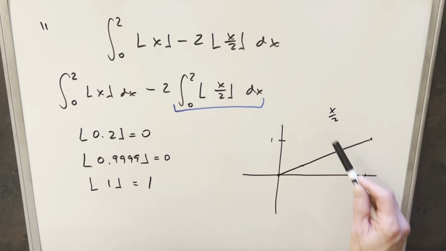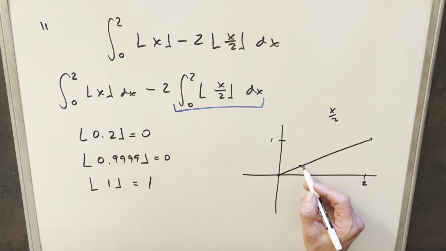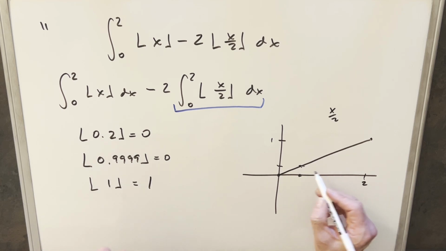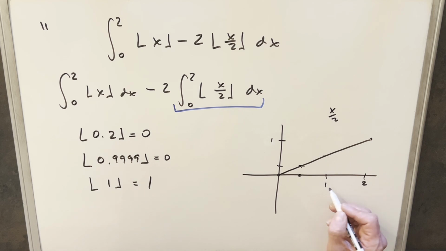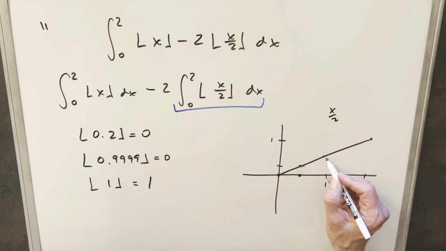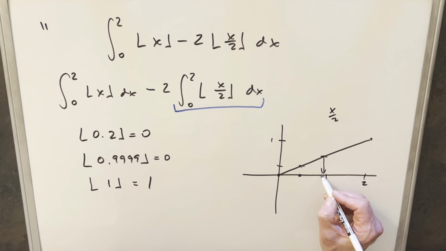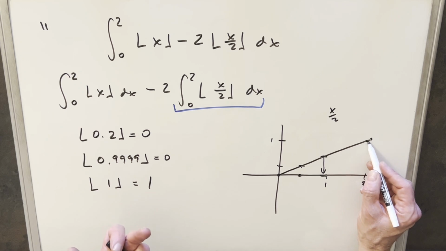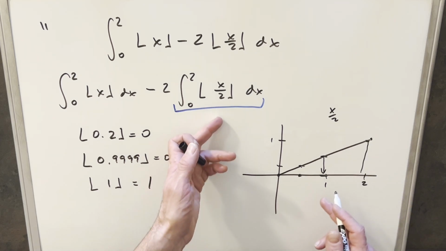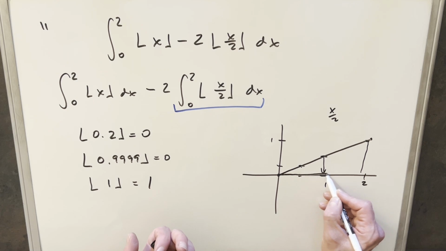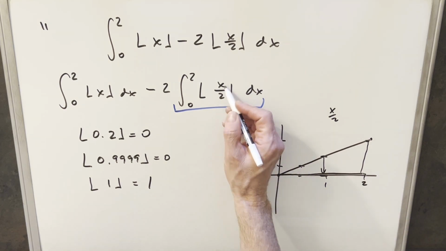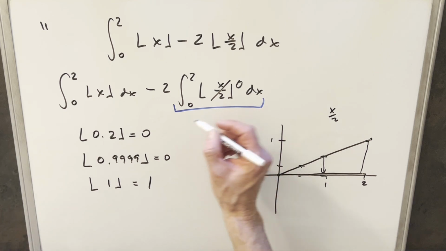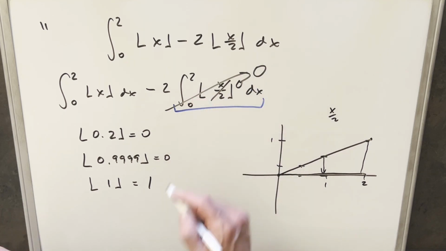If we want to know about the floor of x over 2, let's say we look at some random point in here, around 0.3, it's just going to take us down to 0. If we look at 1 over 2, this is going to be 0.5, but still the floor function takes us down to 0. Even all the way over to 0.999, the floor still takes us down to 0. So what's happening for the whole bounds of the integral? The whole thing's 0. Essentially we're just integrating 0, and of course that's going to be 0. So this whole piece is going away.